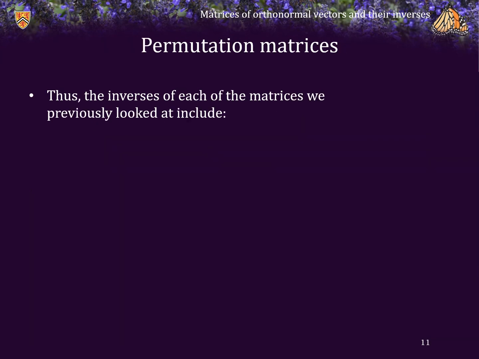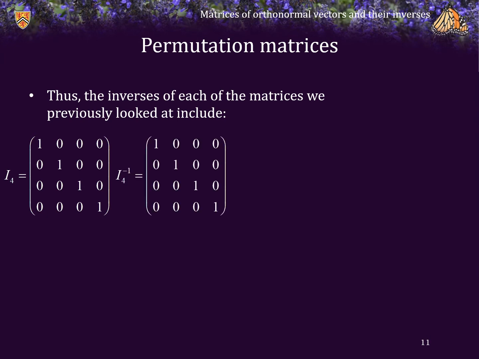Thus, the inverse of each of the matrices we previously looked at include, well, here's the identity matrix, and the only entries that are 1 are on the diagonal, so Pii is equal to 1. Therefore, the inverse is itself.